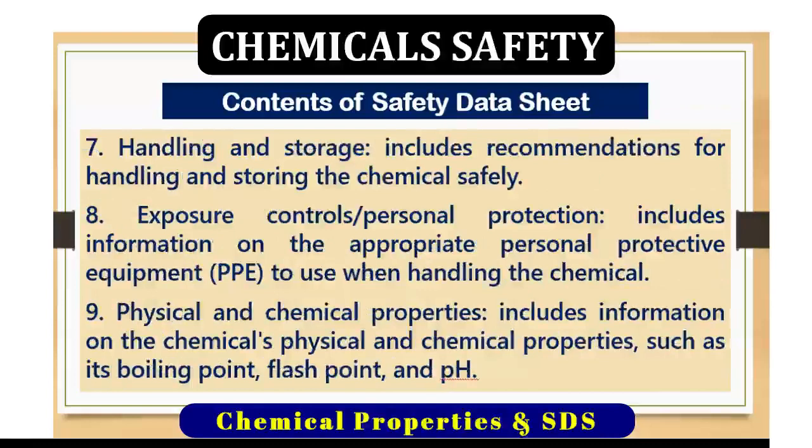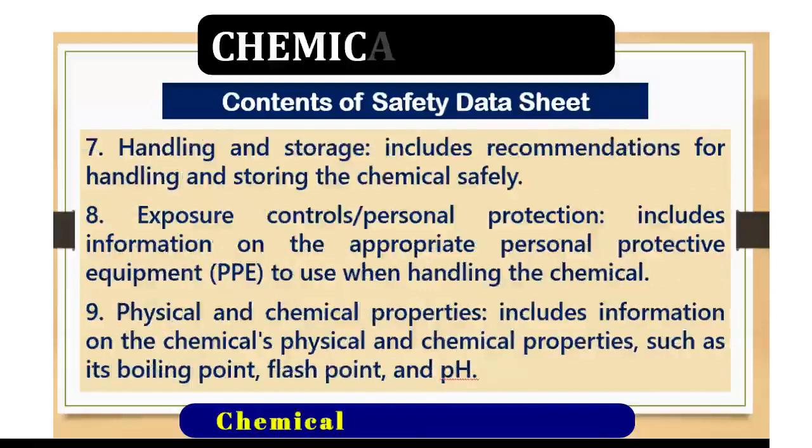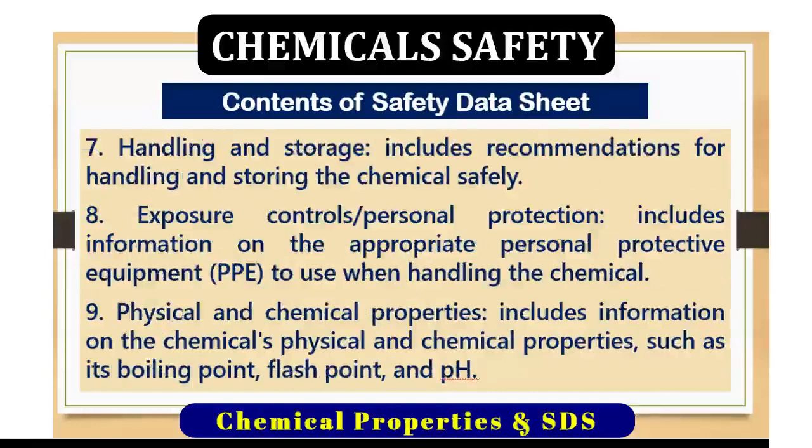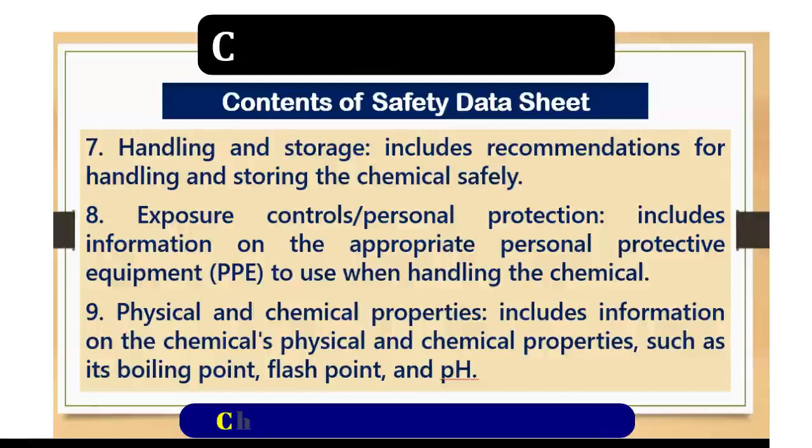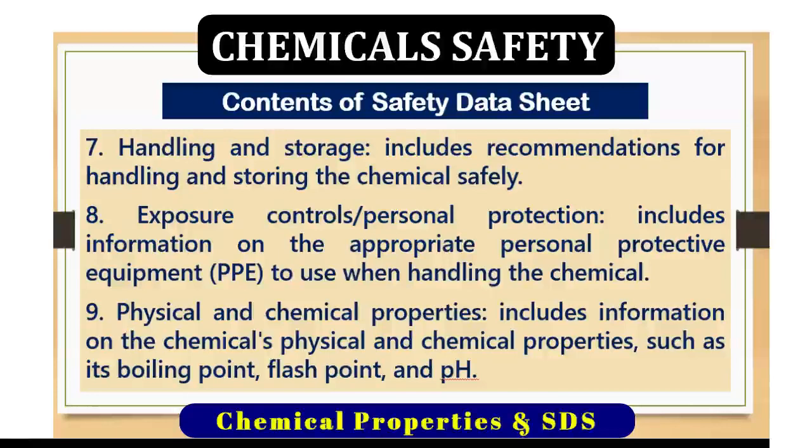Number 7, handling and storage. It includes recommendations for handling and storing the chemicals safely. Number 8, exposure controls and personal protection. It includes information on the appropriate personal protective equipment to use when handling the chemicals. Number 9, physical and chemical properties, including information on the chemical's physical and chemical properties such as its boiling point, flash point, and pH.